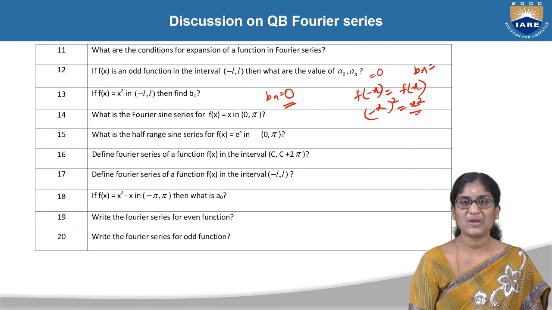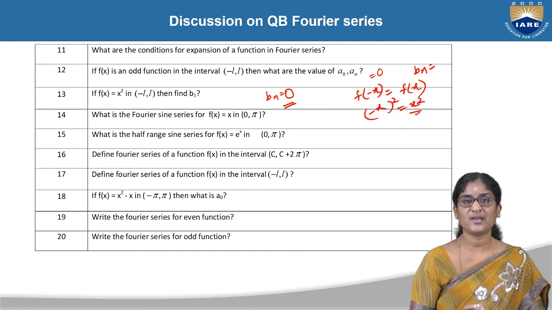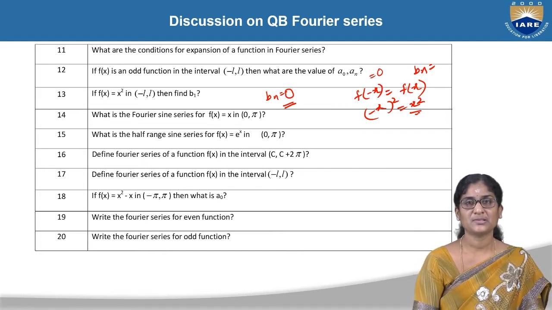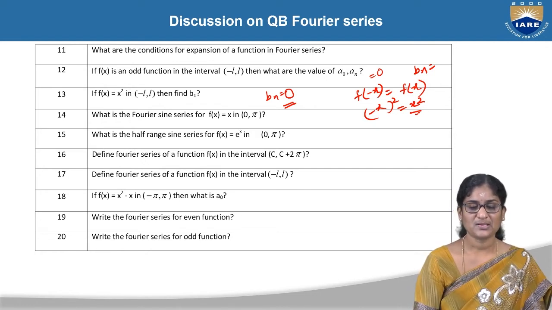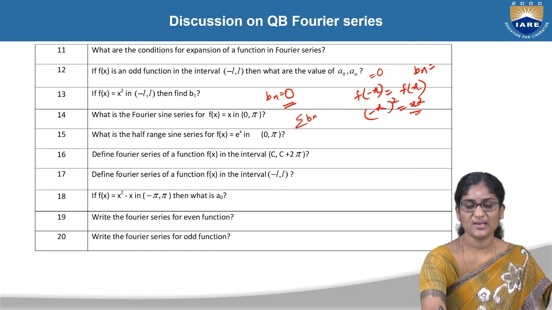So integration by parts: x into sine nx gives x into minus cos nx by n, minus derivative of x, which is 1, and integral of cos nx, which is minus sin nx by n square. Only two terms we will get, and applying the upper limit pi and lower limit 0, we are going to get the bn value. After finding the bn value, you substitute it in the summation of bn sine nx to give the expansion of the Fourier sine series.